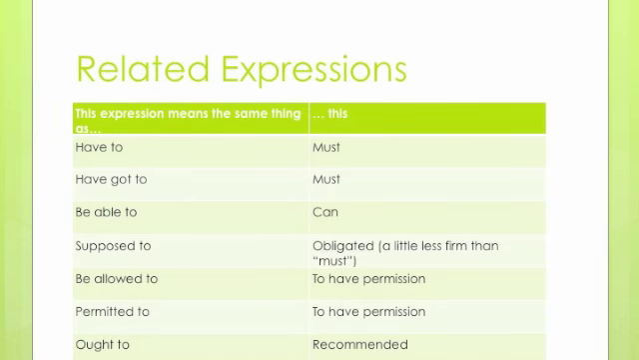And here are some related expressions. So if you see the expression have to, it means the same thing as must. Have got to also means must, same thing. Be able to, same thing as can. Supposed to, that's an obligation. It's a little less firm than must. It's something that you're expected to do. Be allowed to and permitted to both mean to have permission, and ought to is the same thing as recommended.